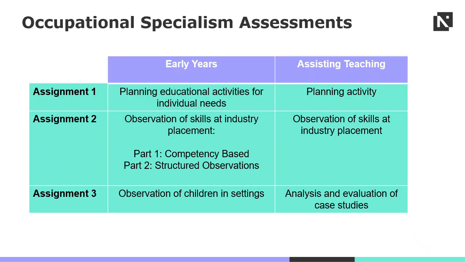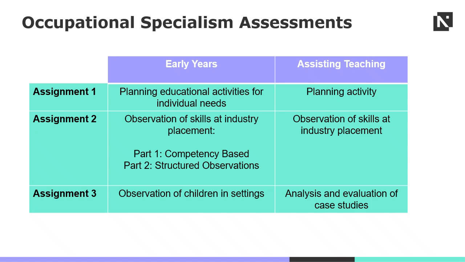This slide gives you a snapshot of the occupational specialism assessments for early years educator and assisting teaching. There are 3 assignments in total for each route. The structure looks similar at first glance, but there are some key differences to be aware of. For both routes, Assignment 1 and Assignment 3 are externally marked. Assignment 2 is placement based, but this is where the routes start to differ.